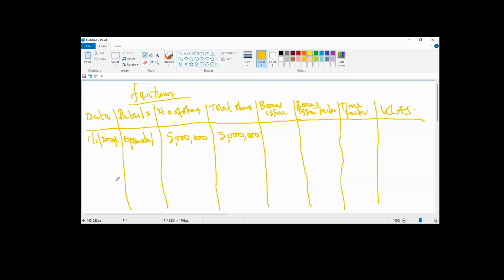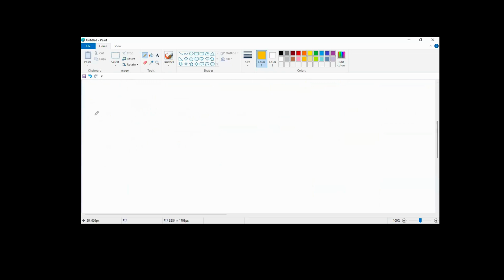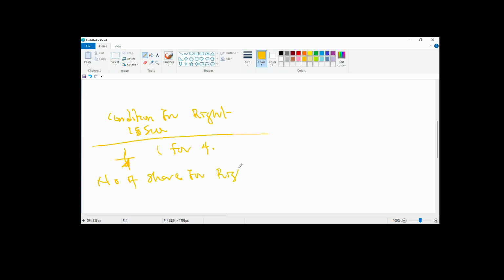On the 1st of January 2001, the company made a right issue, one for four. And that's okay. Let me do the calculation. Condition for the right issue: one for four, one over four. That means the number of shares now for the right issue is 1/4 times 5 million.